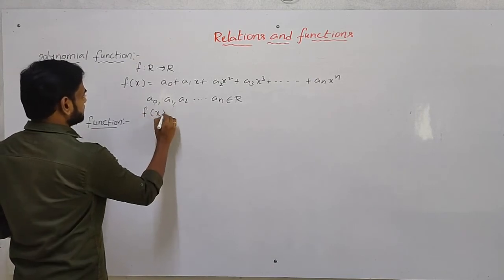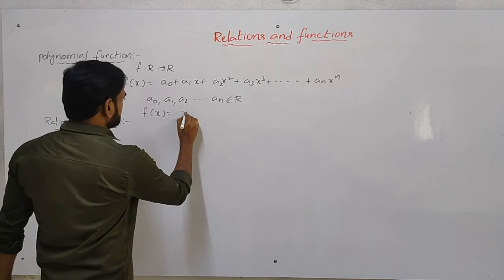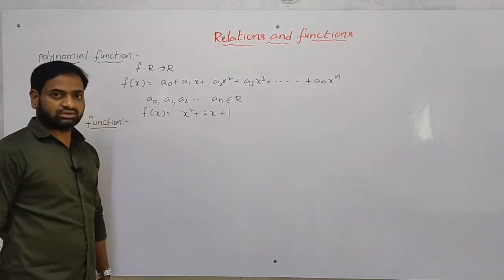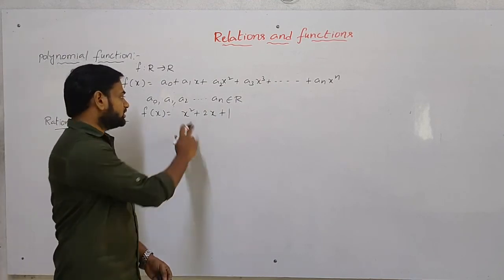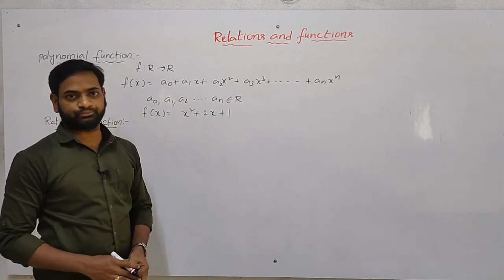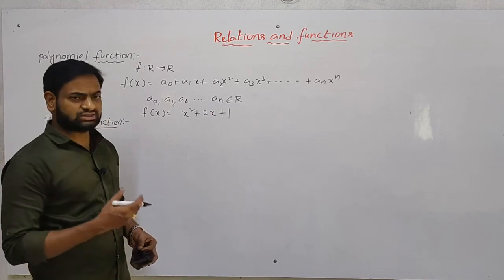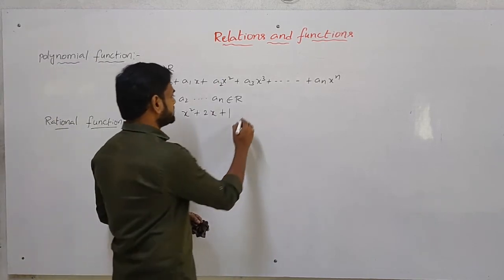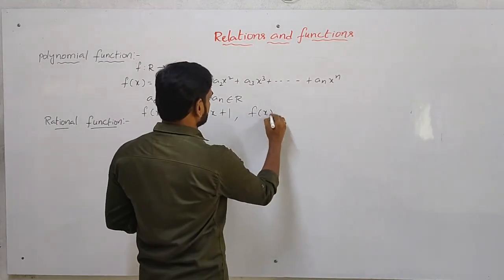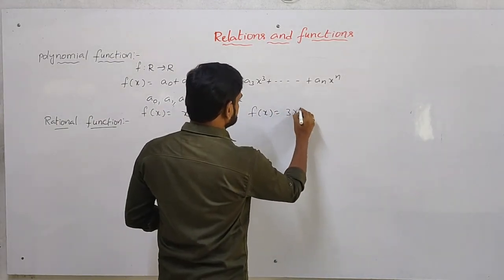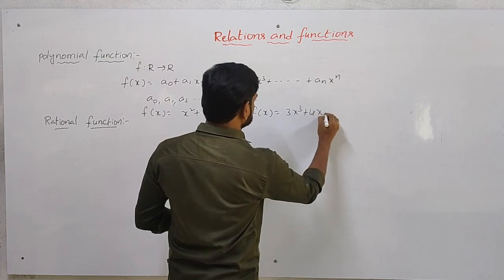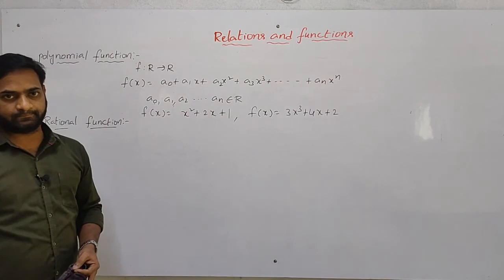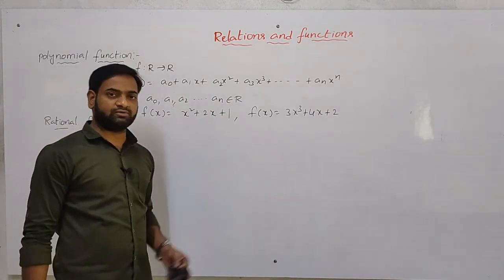Suppose you take the example x square plus 2x plus 1. It is a polynomial of order 2. So you can take so many polynomials like this. You can take one more, f of x equal to 3x cube plus 4x plus 2. You can take anything. You can form so many polynomial functions.